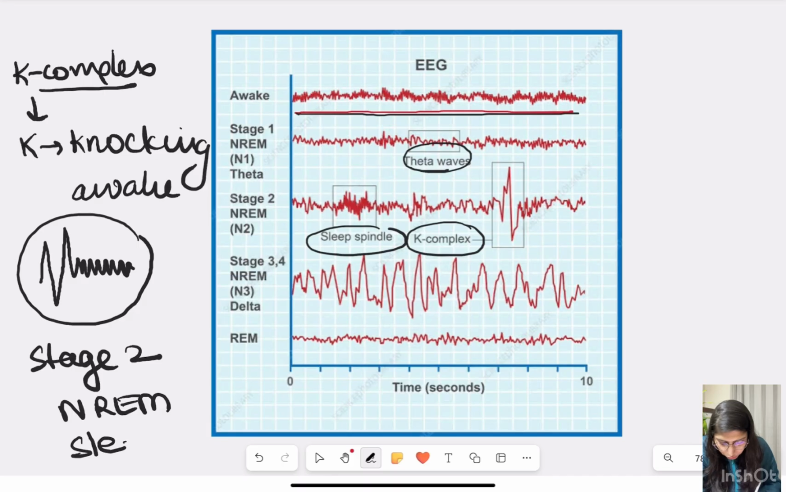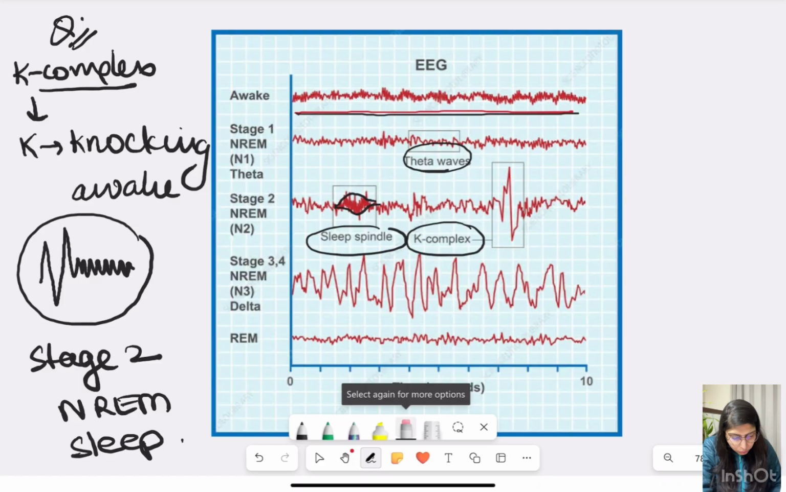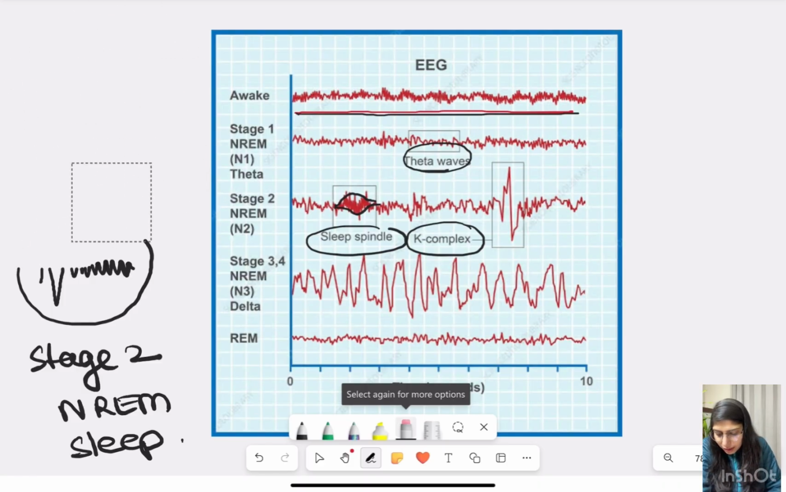NREM sleep. Stage 2 NREM sleep. So we'll try to remember this because this is something that is asked in exams. Sleep spindle is something that is like a spindle. It is shaped like a spindle. The waveform is shaped like a spindle. Sleep spindle and K complexes both are present in stage 2 NREM sleep.